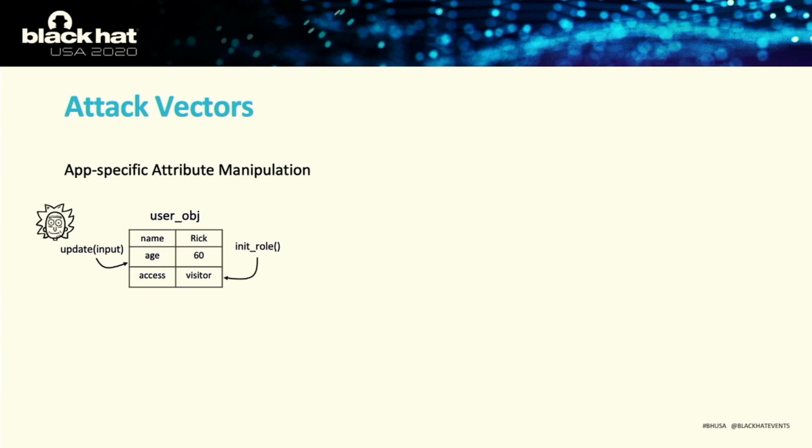Okay, so during our research, we discovered two types of attack vectors. We call the first one app-specific attribute manipulation. This one is for manipulating certain internal properties defined by the applications themselves. Such internal properties are supposed to be initialized and managed by some internal functions, and they usually represent certain internal states of the programs. As shown in the picture, the init role is an internal function that is responsible for managing the access right of the user object. However, with HPA, attackers can propagate a conflicting name property into the user object, and thus control the internal states.